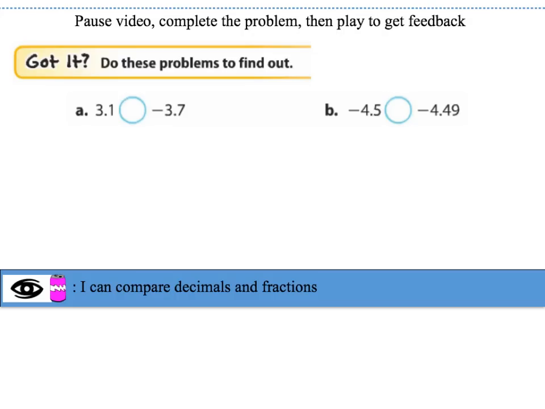So let's pause the video, complete these got it problems, and then play it back for some feedback. Now that you had some time to work on these problems, let's take a look at the answer for letter A. The answer should be greater than. Let's take a look at the answer for letter B.